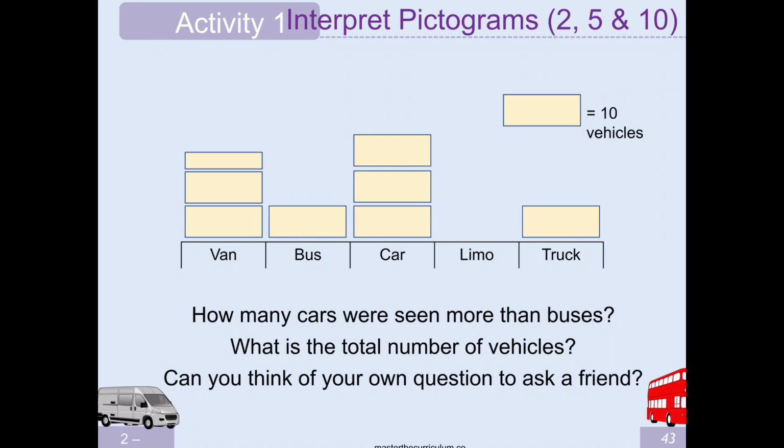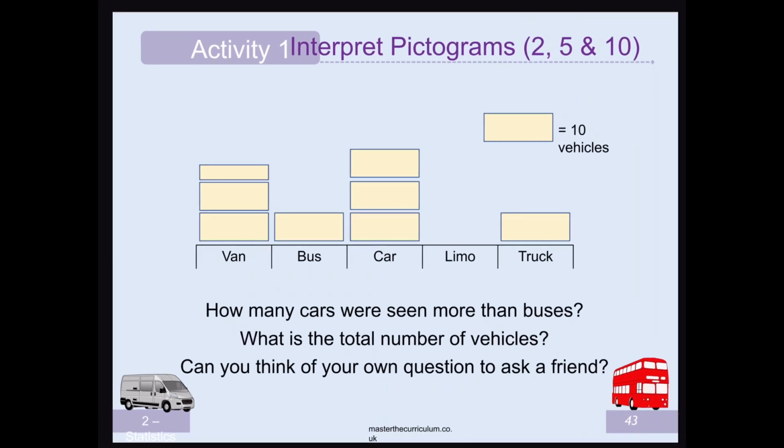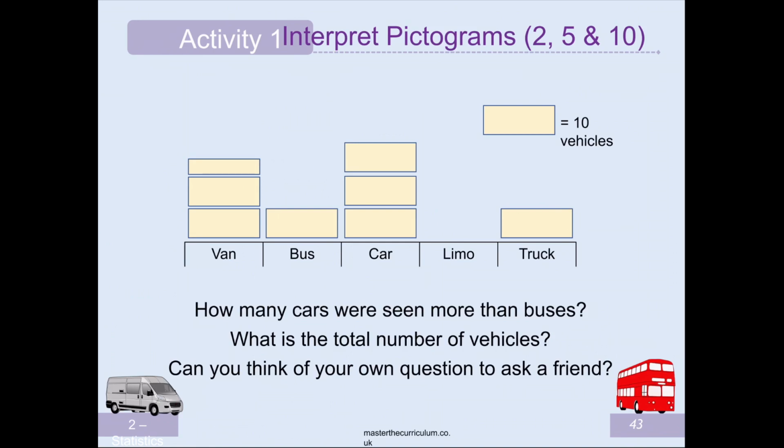This question, what is the total number of vehicles? You ready to count? Let's go. I'm going to start with the truck. Ready? Go. 10, 20, 30, 40, 50, 60, 70, and 5 makes 75. Were you quicker than me?